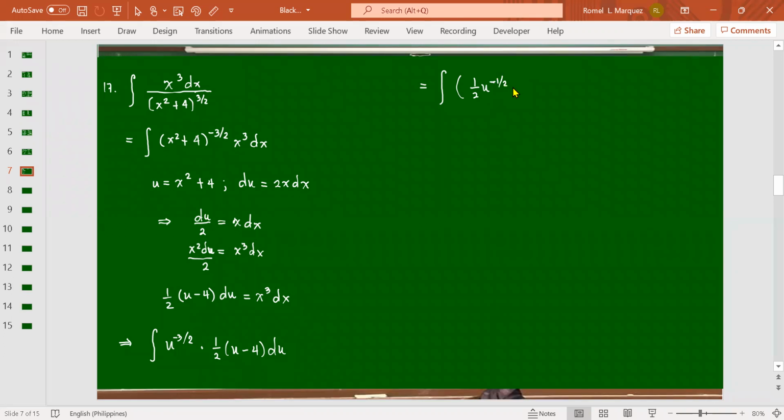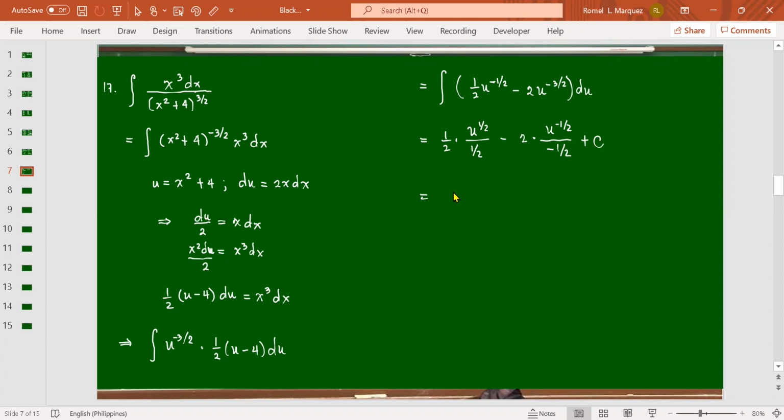Is it negative 1/2? Plus negative 3 halves. 1 minus 1.5, negative 1/2. Tapos, sir, minus 2 times u to the negative 3 over 2. Oh, integrate term by term. One half over 1/2 times minus 2 u to the negative 1/2 over negative 1/2 plus C.